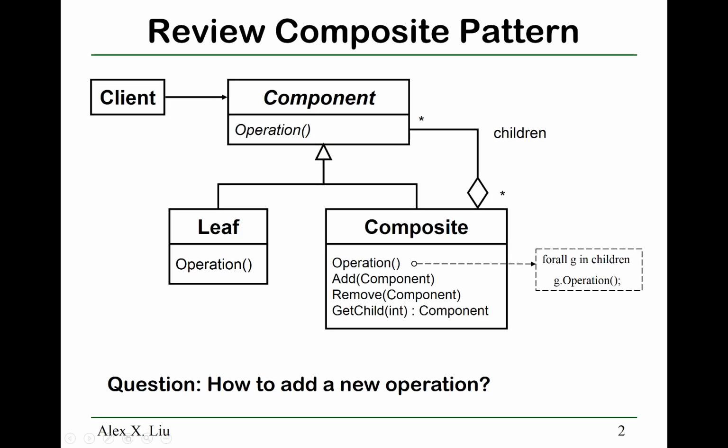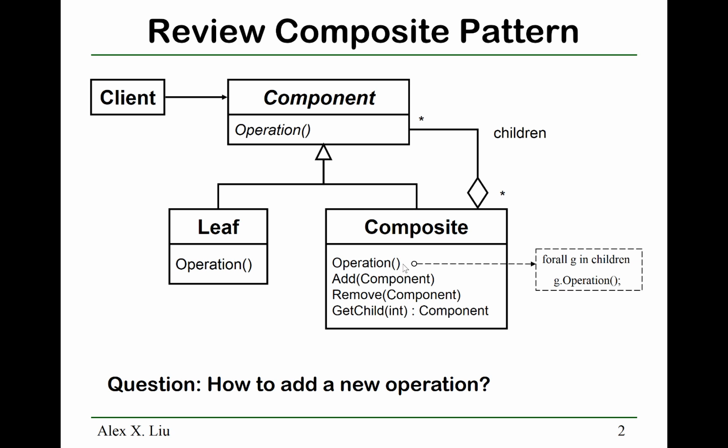Suppose that we have already designed and implemented a hierarchy of classes, such as those in the composite pattern. Recall that we use the composite pattern when the objects have part-of relationship and also common operations. Now, after all these classes have been implemented, tested, and even already deployed, we discover that we need to add some new operations. There are many reasons to add new operations. For example, the clients or users may demand new functionalities.